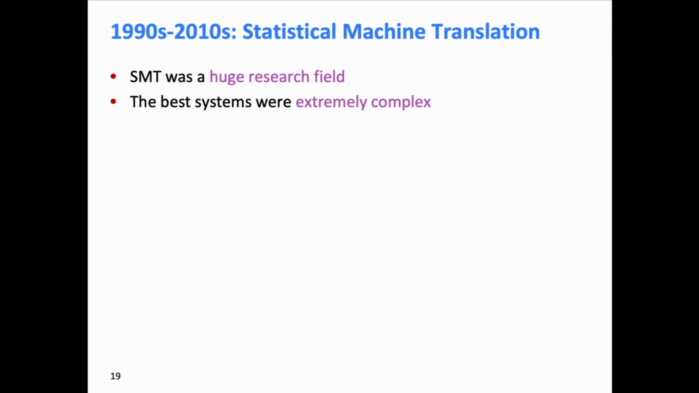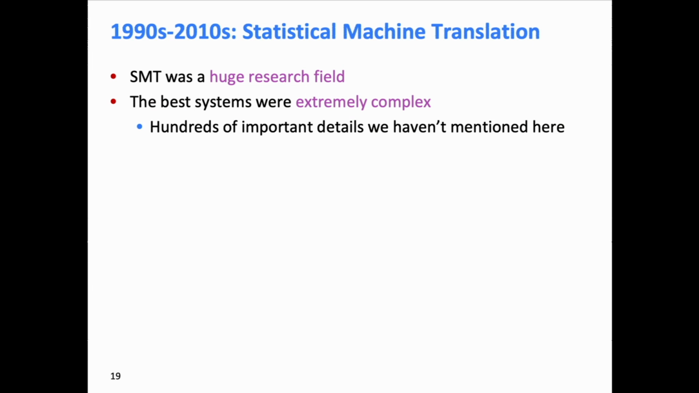OK, so what's our overview of statistical machine translation? Was it effective? So SMT was a huge research field from the 1990s to about maybe 2013. And the best systems during this time were extremely complex. They were extremely sophisticated and impressive systems. And SMT made the best machine translation systems in the world. But they were very complex. So for example, there were hundreds of important details that we haven't mentioned here at all. There were many, many techniques to make it more complex and more sophisticated than what I've described today.